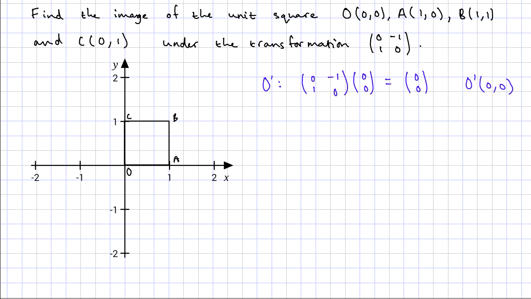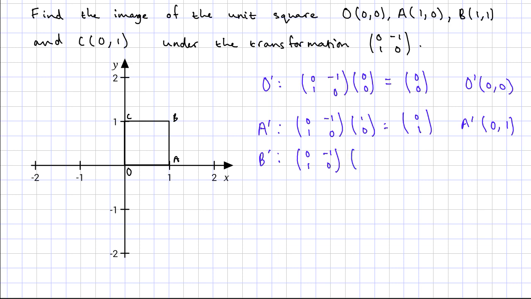Now let's try A. So A dash would be, we've got the matrix [0 -1; 1 0], and A is the point (1, 0). Let's see where that goes. So we're going to have 0 times 1 minus 1 times 0, that's 0. And we have 1 times 1, add 0 times 0, that's 1. So A dash is the point (0, 1). Let's try B dash, using the same matrix again. We have 0 times 1 and negative 1 times 1, so that's negative 1. And here we have 1 times 1 is 1, add 0 times 1 is 0, so 1 add 0 is 1. So B dash is going to be (-1, 1).